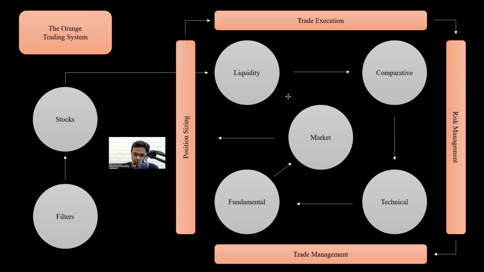So if we look at the orange trading system, we do five kinds of analysis on a particular stock: the liquidity analysis, comparative analysis, technical analysis, fundamental, and market. Within fundamental, I look at four factors: EPS growth, sales growth, return on equity, and margins.